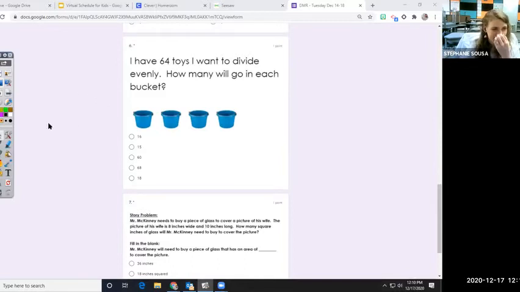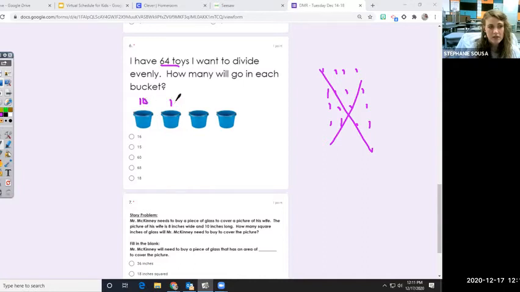All righty, 6. I have 64 toys. I want to divide evenly. How many will go in each bucket? So I could draw 64 little tiny things, but that's going to take me forever. So I'm going to use a better strategy. I'm going to look at partitioning. I know that 10 plus 10 plus 10 plus 10 equals 40. Okay, so I can put 10 in each group, and then I will have 24 left.